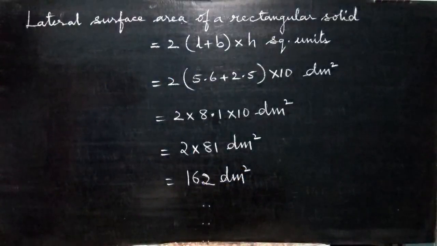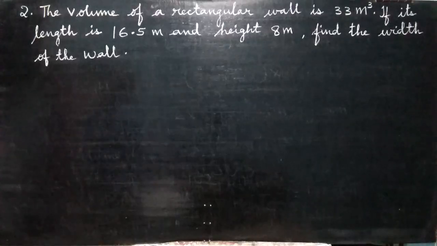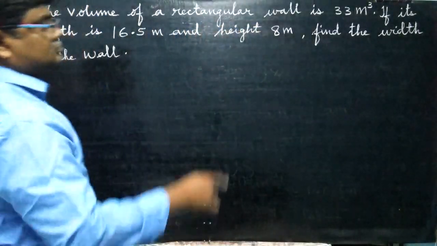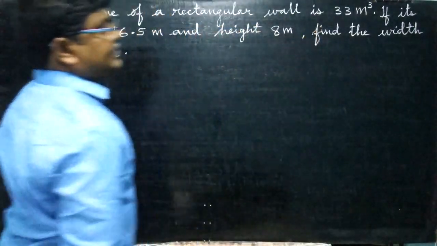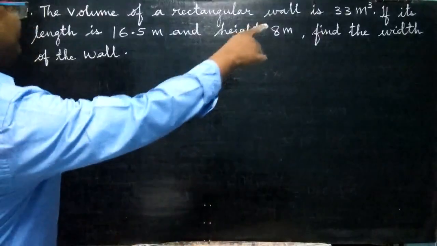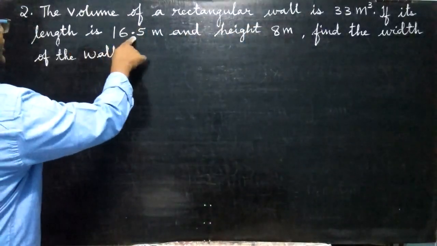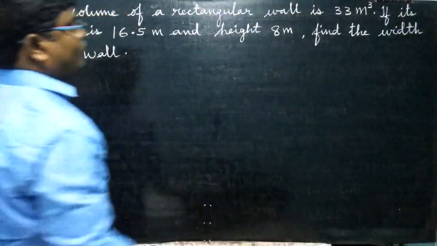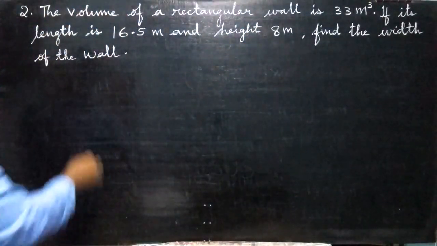Therefore, the lateral surface area of a rectangular solid is equal to 162 decimeter square. Second problem. The volume of a rectangular wall is 33 meter cube. If its length is 16.5 meters and height 8 meters, find the width of the wall.